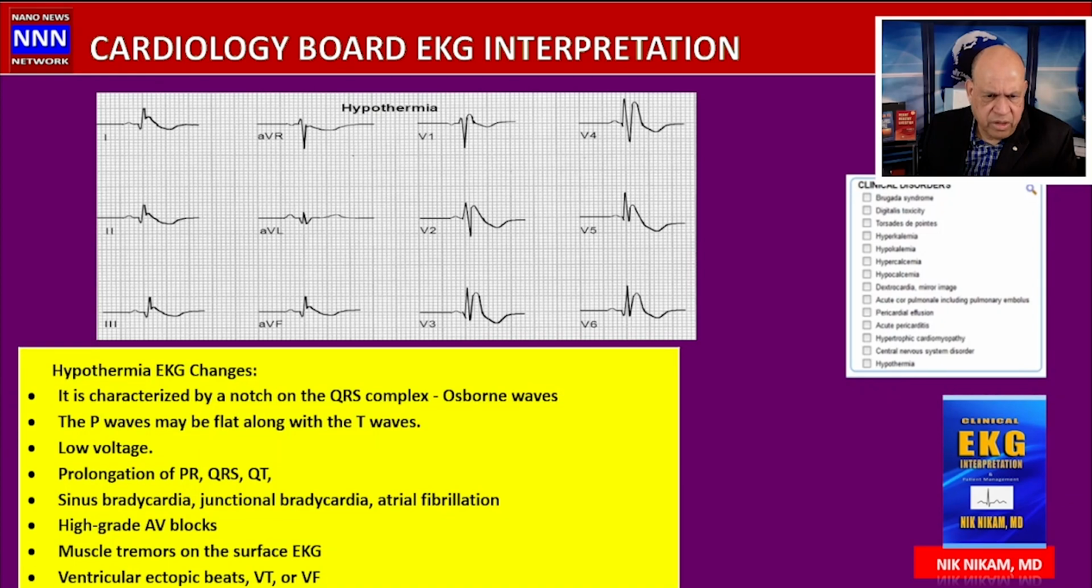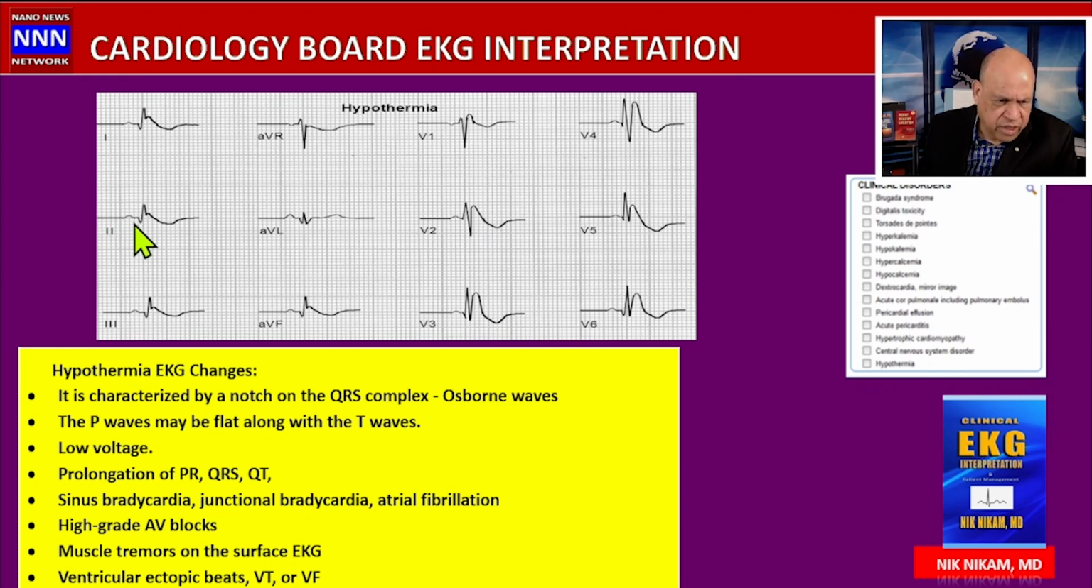Okay, now let's talk about hypothermia. Hypothermia produces a lot of different EKG changes. It is characterized by a notch on the QRS complex. As you can see, the J point is elevated, then we have a downsloping, rounded J point, downsloping ST segment, and an inverted T wave, which is known as the Osborne waves.